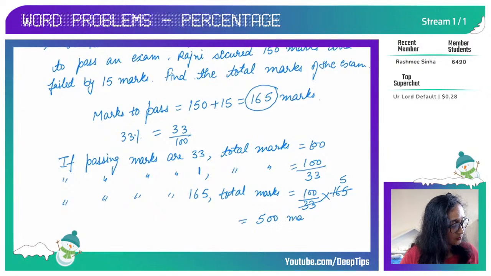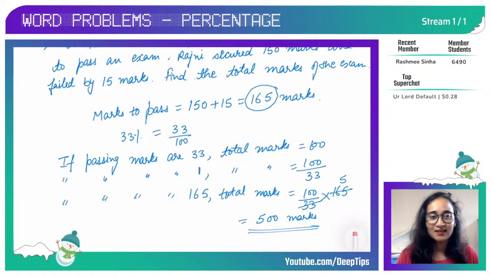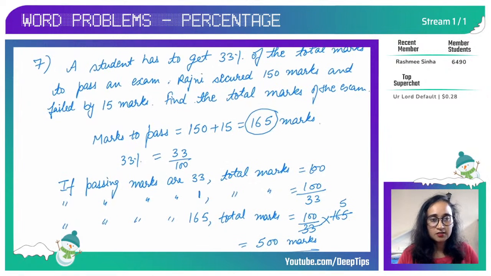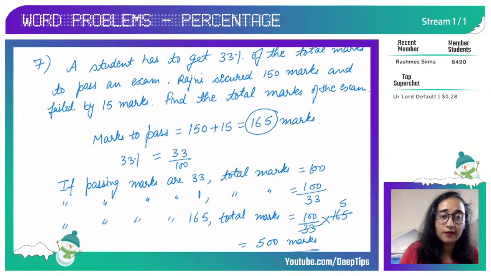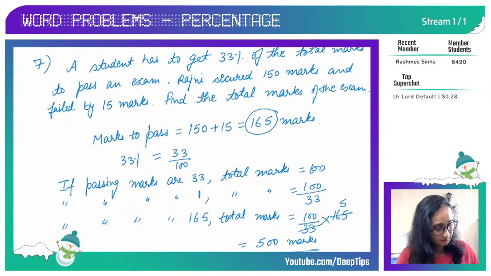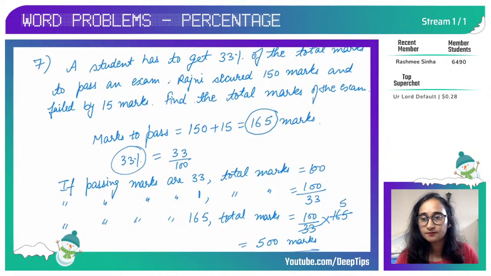So टोटल मार्क्स जो इस एग्ज़ाम के हैं 500, जिसमें से पास होने के लिए चाहिए 165, बट जो रजनी जी हैं उनको मिले सिर्फ 150. ओके, तो 500 में से रजनी को सिर्फ 150 मार्क्स मिले, शी फेल्ड बाय 15. So when we added 150 to 15, we got to know that 165 marks are required to pass in this exam. And then percentage, passing percentage was also given here, right? So passing percentage was 33%.